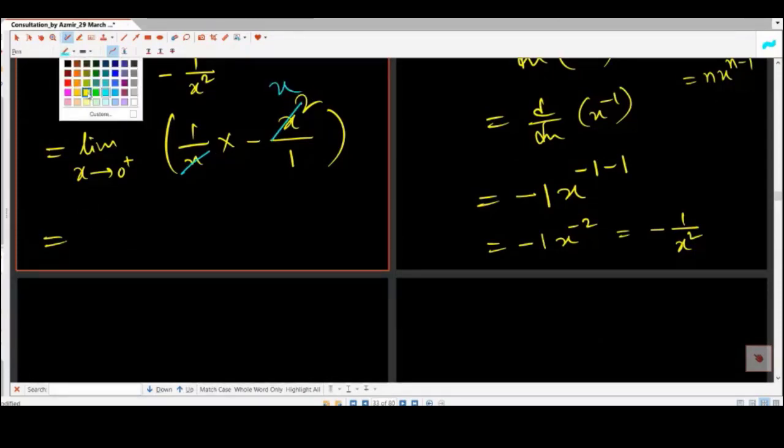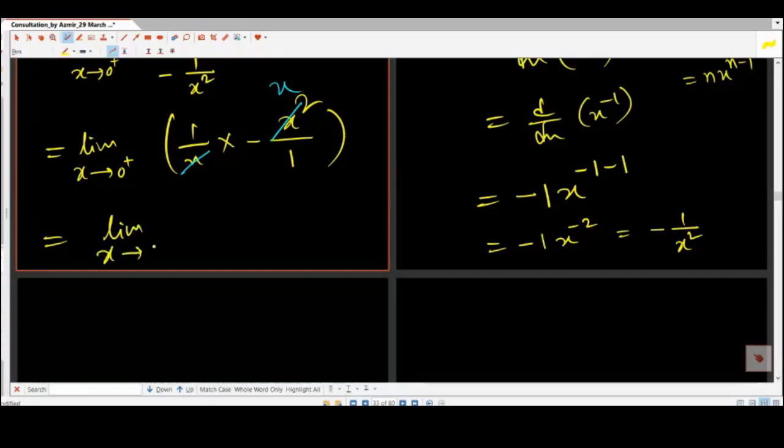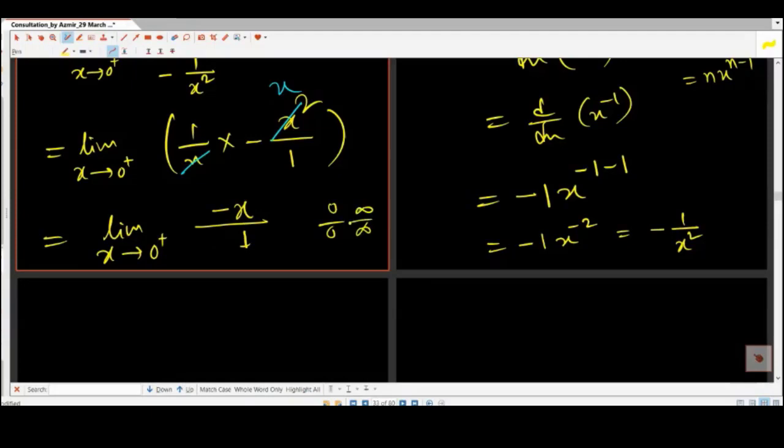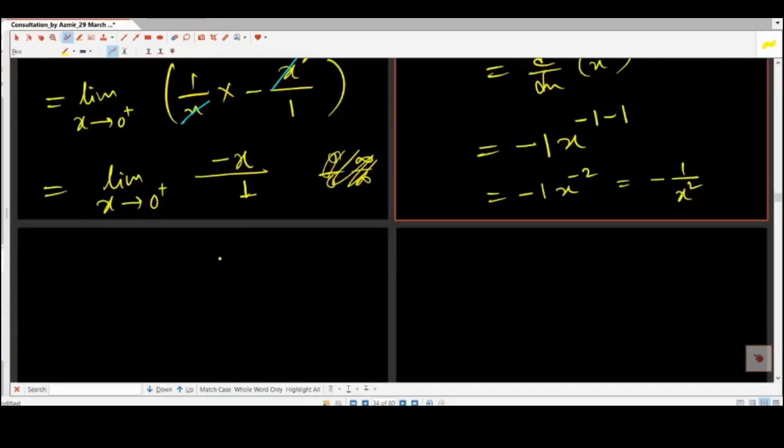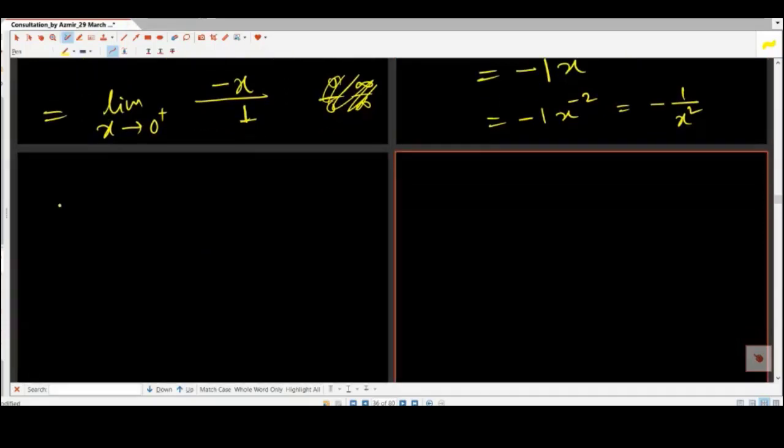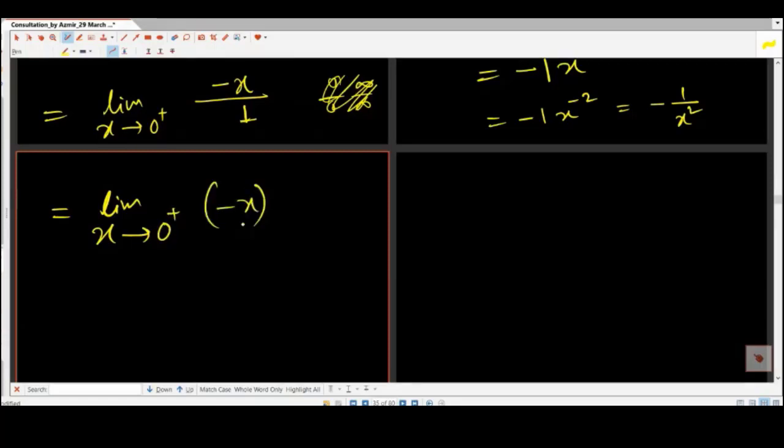So limit x tends to 0 plus. In numerator we have negative x, and in denominator we have 1. So we can understand that there is no possibility of having 0 over 0 or infinity over infinity again here, because we have 1 in denominator. So that means we can terminate the process. We don't need to differentiate again. We don't need to apply L'Hopital's rule here. So limit x tends to 0 plus negative x.